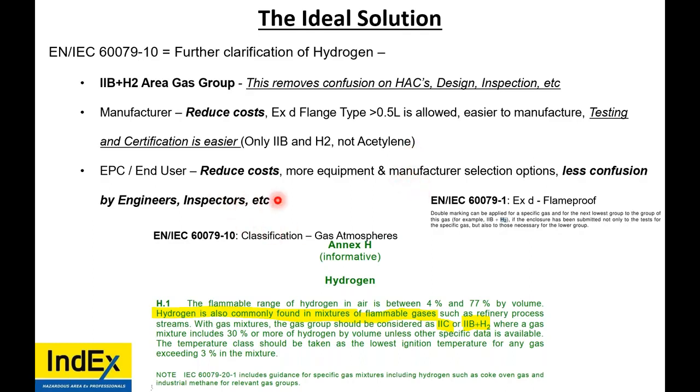Now, the EPC and the end user. And remember, the end user accepts all the costs of the manufacturing, certification, design, and what the EPC does for them. And they also accept all responsibility. So for them, they have reduced costs, more equipment and manufacturer selection options. They don't have to be held to only one model or one manufacturer of enclosures.